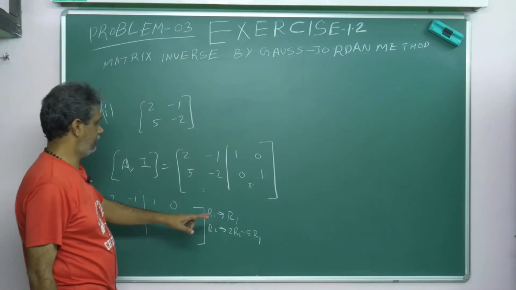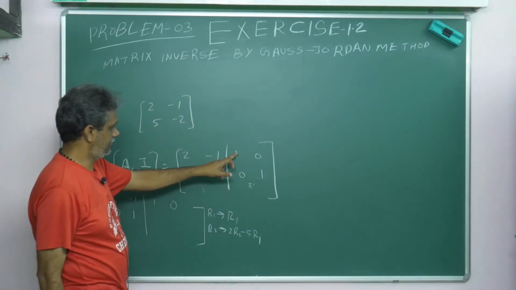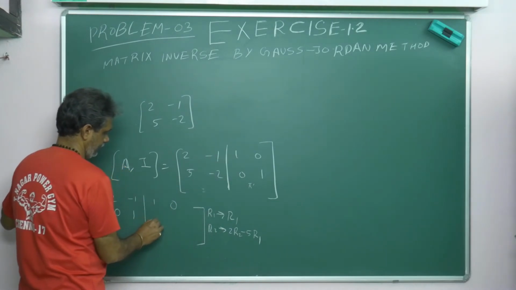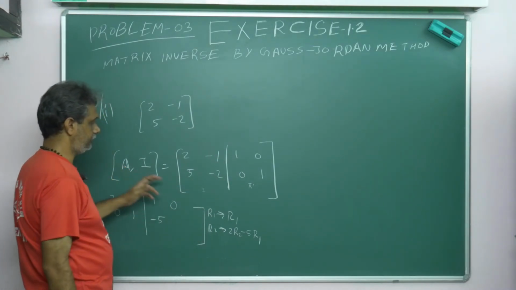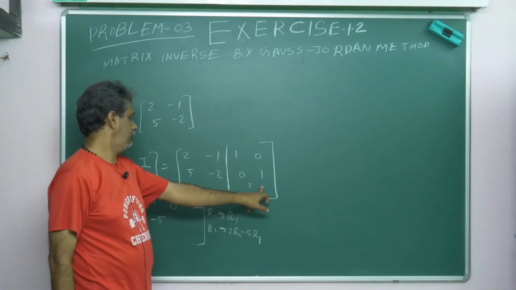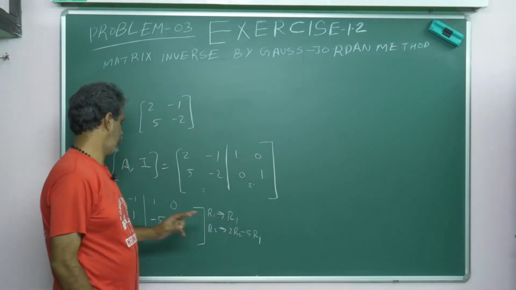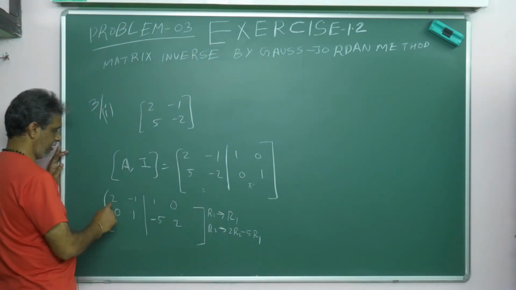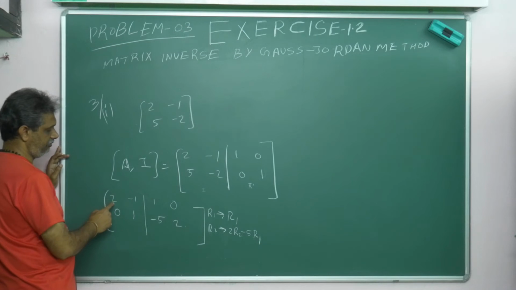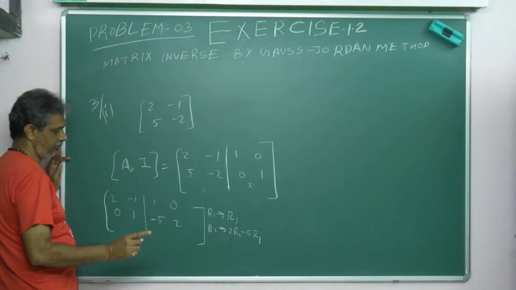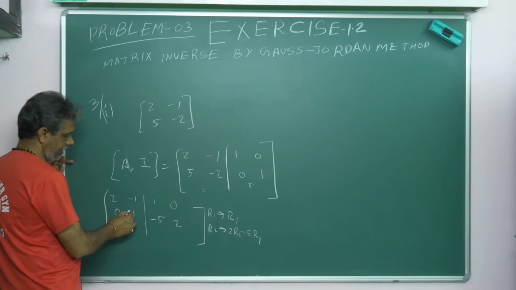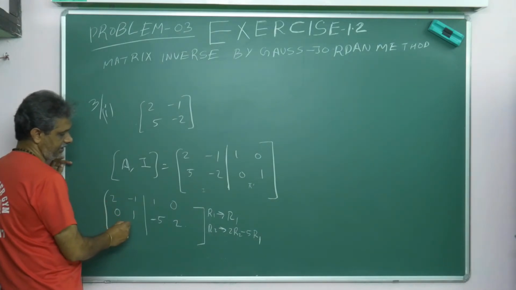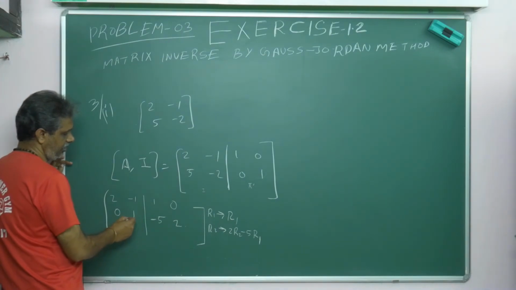Then similarly, 2R2 minus 5R1: this is 2 into 0, this is minus 5. Then this also, 2R2 minus 5, and you will get 2. Now don't worry about the 2, finally I will make it 1. Some people write it now itself, I don't want to. Now I want the diagonal elements, I want to make this an identity matrix.